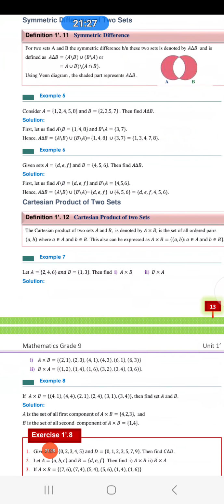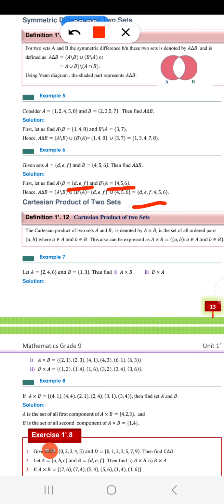Okay, the next example: consider sets A = {d, e, f} and B = {4, 5, 6}, then find A delta B. First find A without B, and B without A. A delta B is A union B without A intersection B.